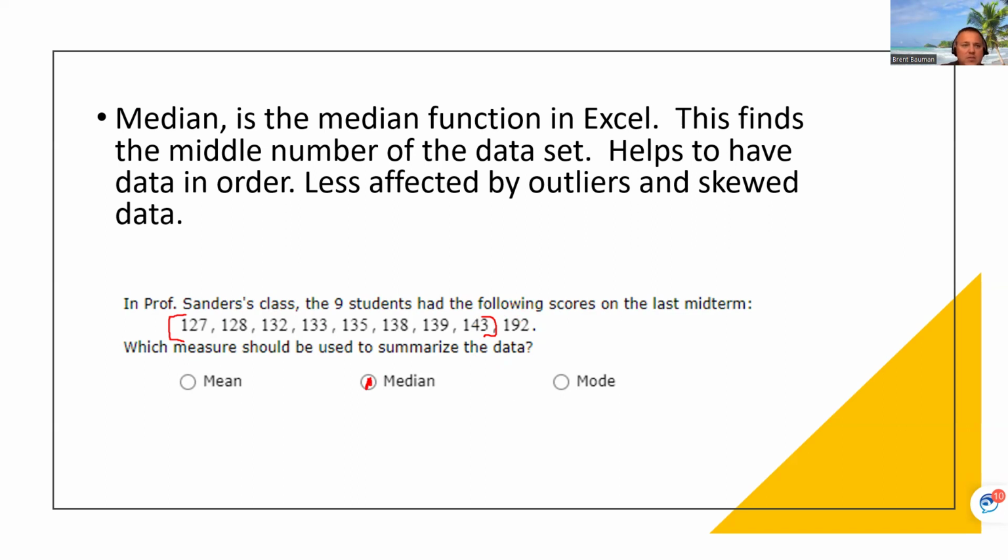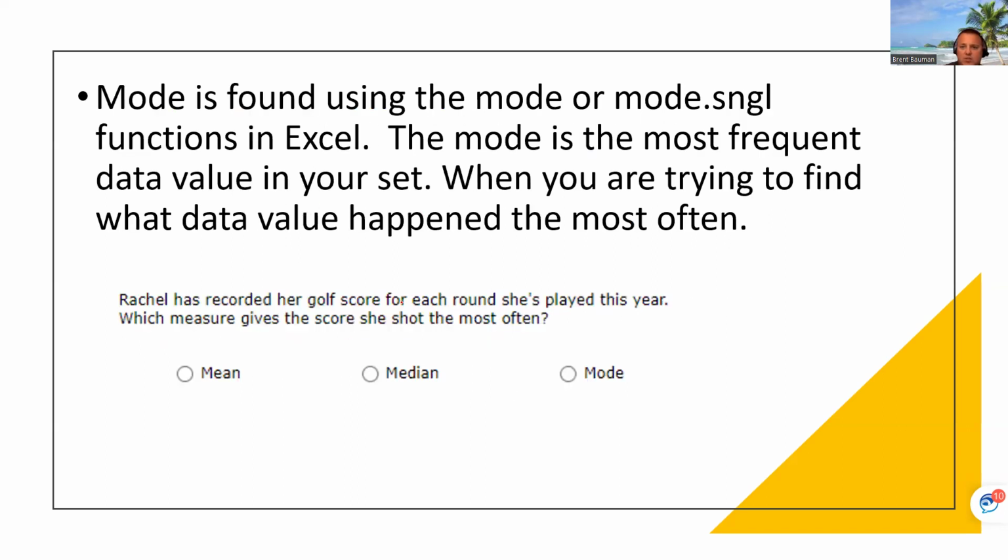And the last one is the mode. This is usually when you're looking for something that happens the most often, so it will usually state that that's what you're looking for. Notice this one doesn't even have a data set with it. It's just telling us that we're looking for the most often. That's your key word that gives you the idea that you're finding the mode. So remember, you just look at the list, and whatever number happens the most often is your mode.